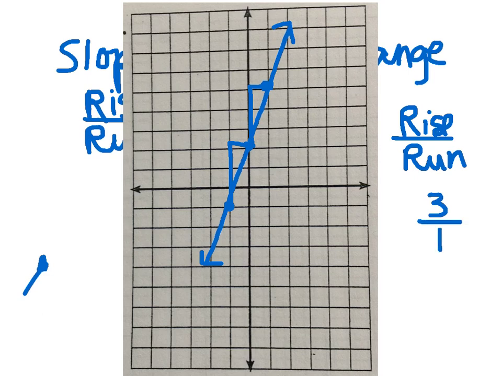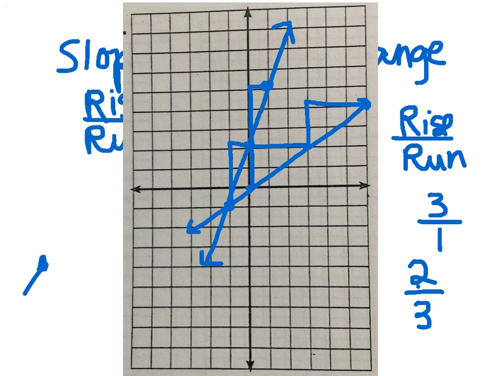If I had a line that went like this, and now I am going to just eyeball it, to go from one lattice point or bullseye to another, notice it has to go right through there. I'm going up 2 over 3. This line has a slope of 2 over 3.